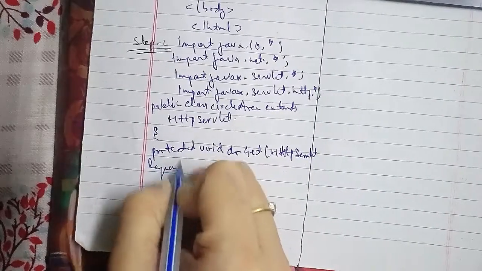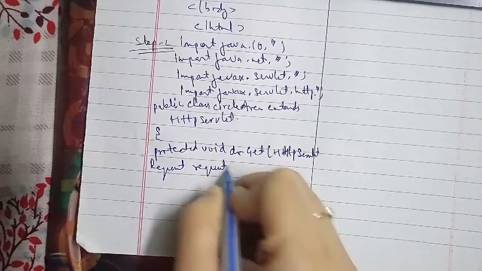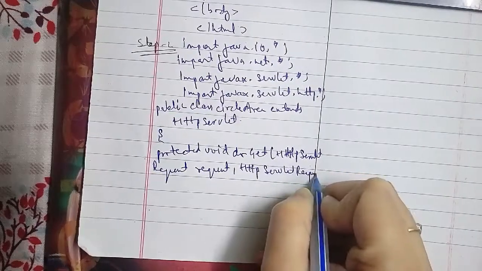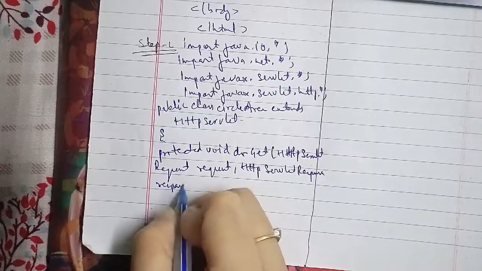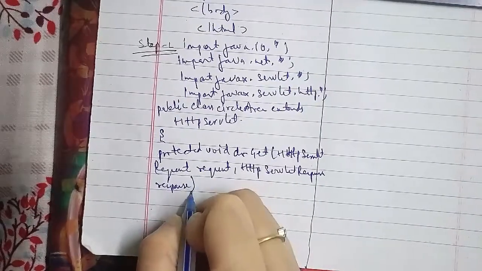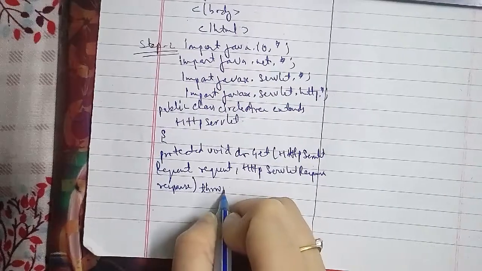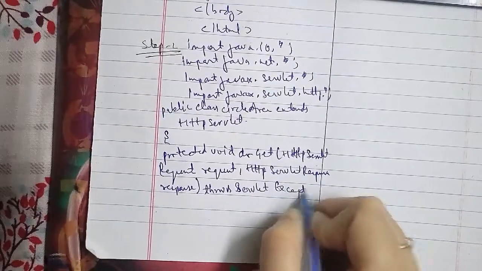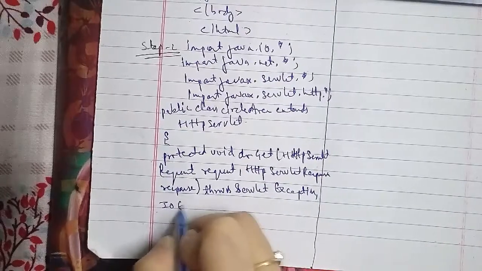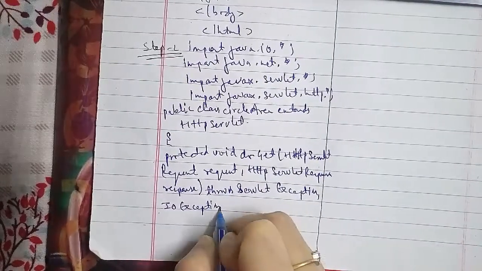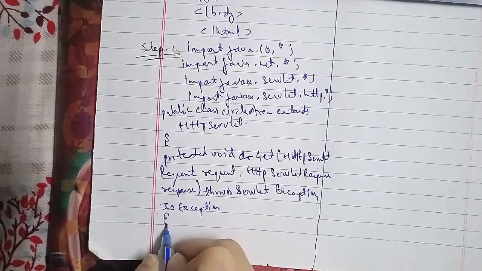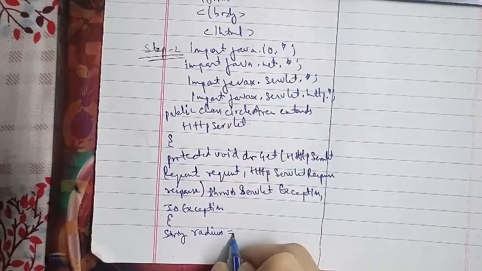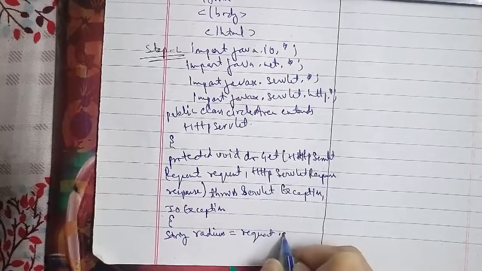throws ServletException, IOException, start the curly bracket, String radius equals to request.getParameter, that is radius, then we have int r equals to Integer.parseInt(radius).